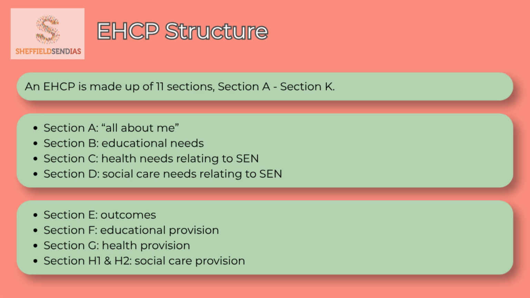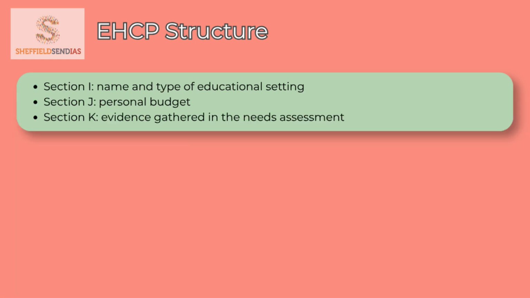Section H is split into two sections. H1 is any social care provision that must be made for the child or young person under the age of 18. Section H2 is any other social care provision required related to their special educational needs. Section I is the name and type of educational placement the child or young person will attend. This can be a nursery, school, post-16 placement or any other institution, such as a residential setting. The type will either be mainstream or special.